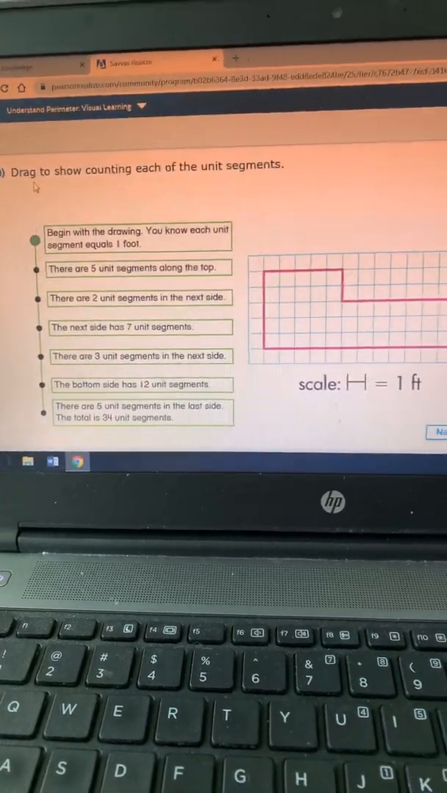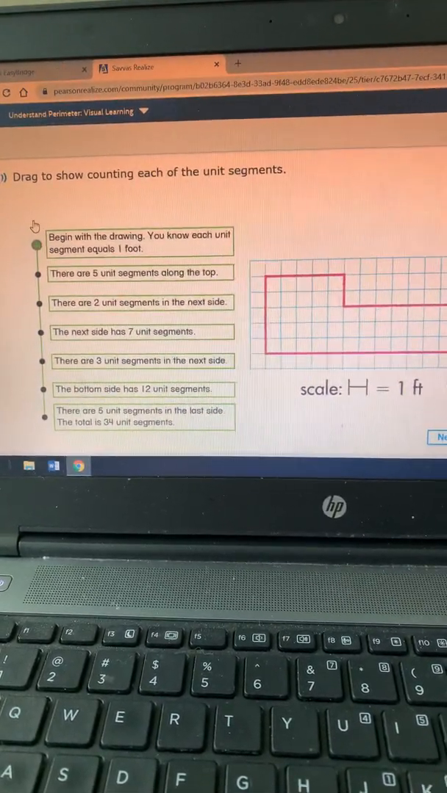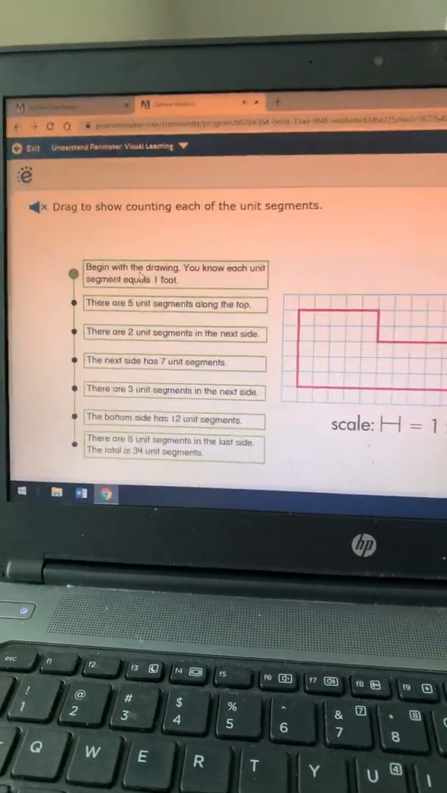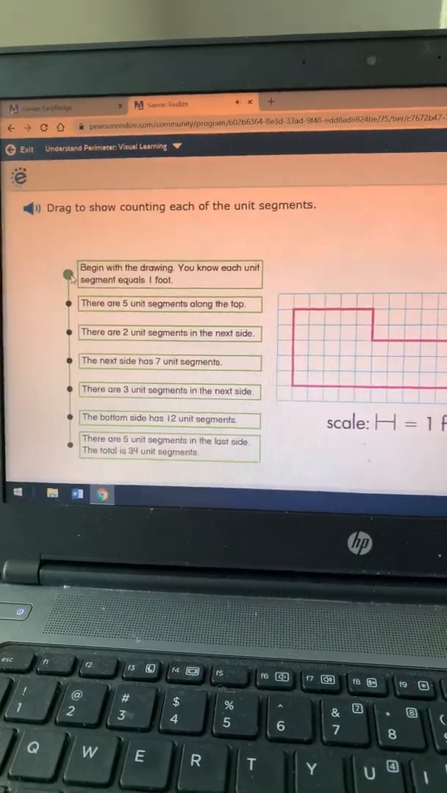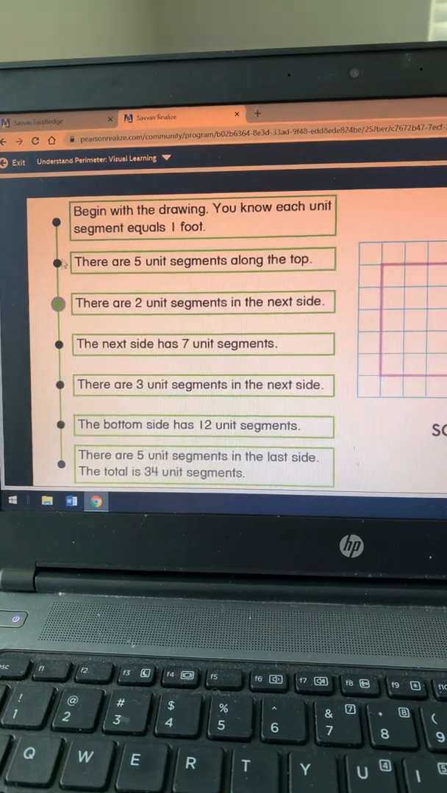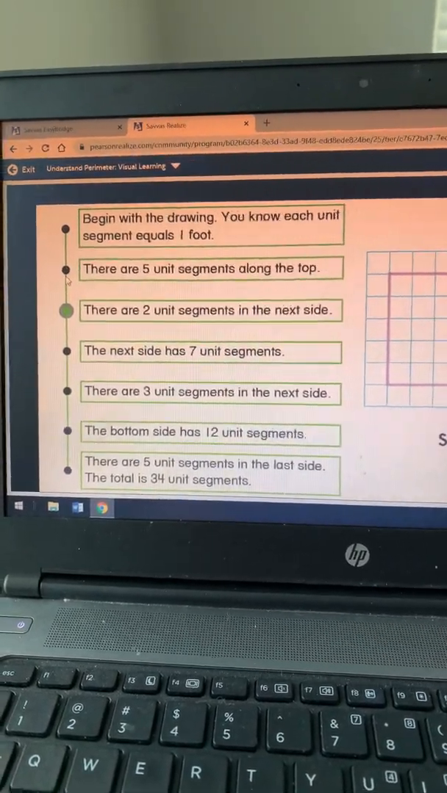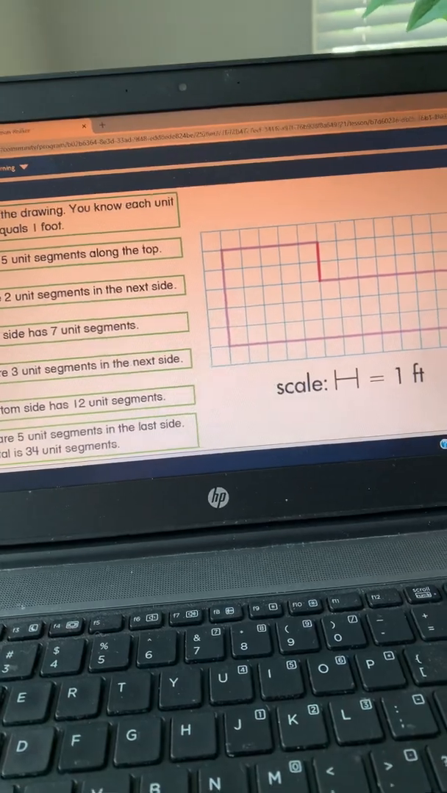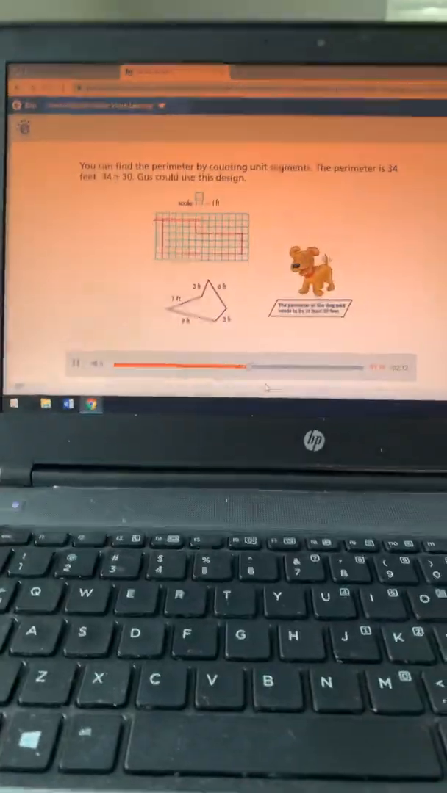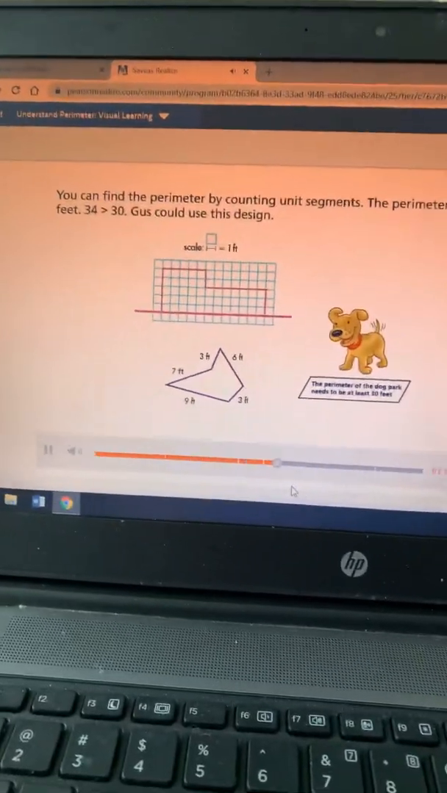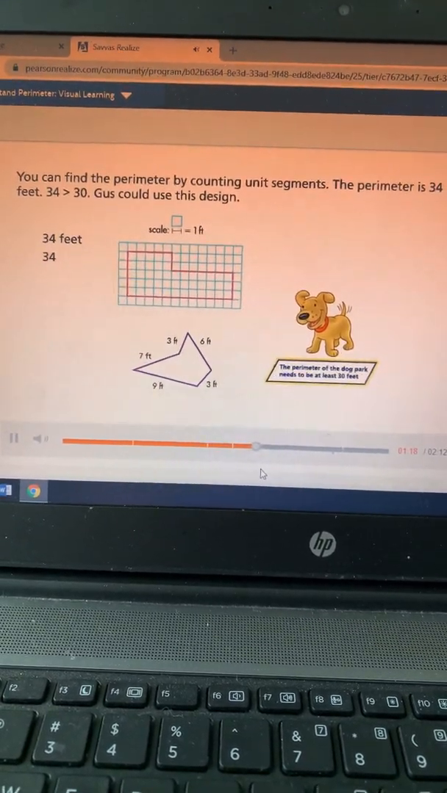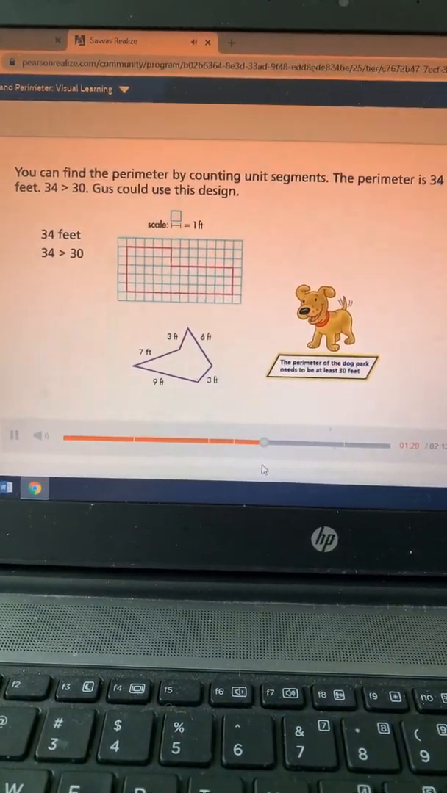So let me see if Mr. Schimmer can do this without. Right? So we're going to count all of them here. This doesn't seem to be working to Mr. Schimmer's ability here, so we're just going to move on. You can find the perimeter by counting unit segments. The perimeter is 34 feet. 34 is greater than 30. Gus could use this design.